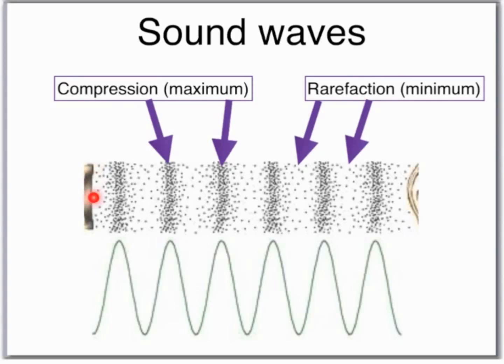You have points of compression where there's maximum pressure, and you have points of rarefaction where there's minimum pressure. And if the high pressure corresponds to a high wave height, then that would be a crest. And if the low pressure corresponds to a low wave height, that would be a trough. And that's why we have this sine wave underneath the longitudinal wave. This is just to help us visualize that this longitudinal wave does act like a transverse wave. It's just that the orientation of the oscillation is different.